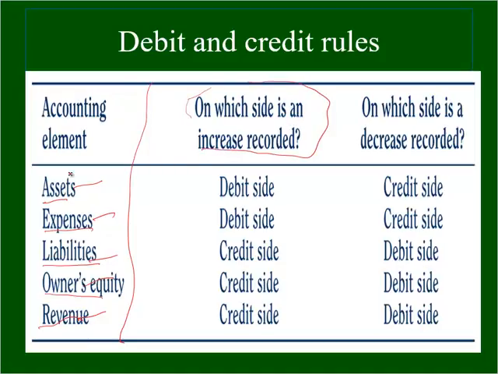If an asset is increased, you put it on the debit side. Please take note of these rules. I have an asset. If I bring more, you have already been told what we call the debit side. Look at the debit side here. This is my debit side.